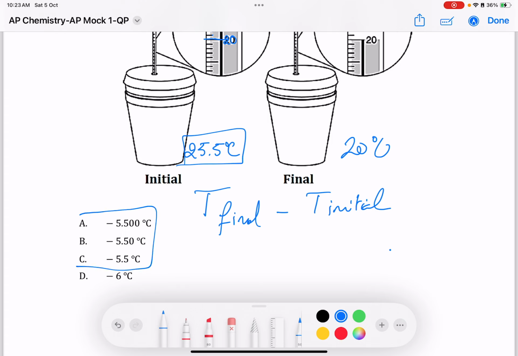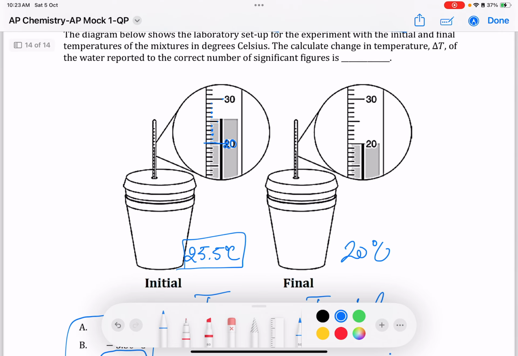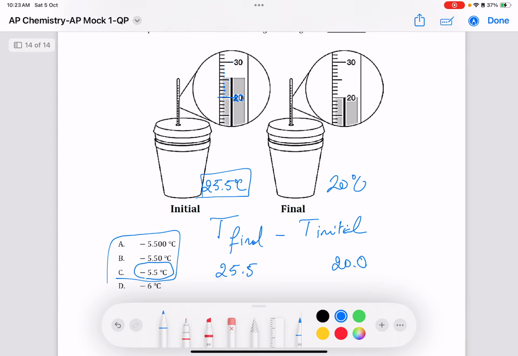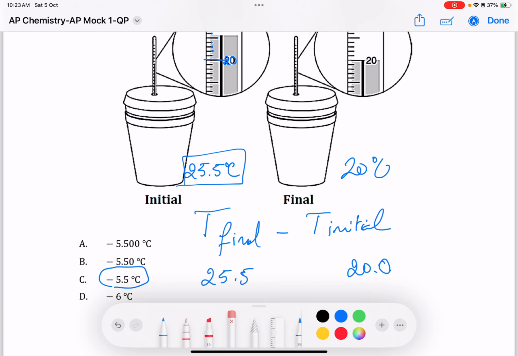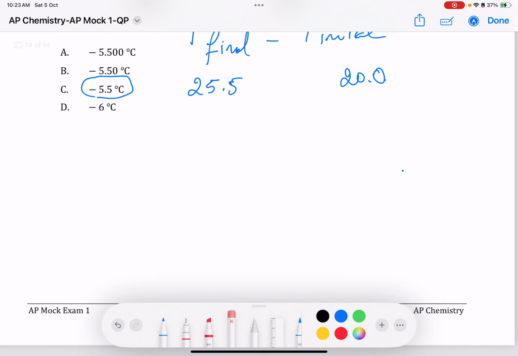Okay. Now we need to look at the significant figures. Because with the scale of this graduated cylinder, we cannot go further; it's 25.5 and it's 20.0. Okay, so the final answer is C. And that's it. Thank you for listening.